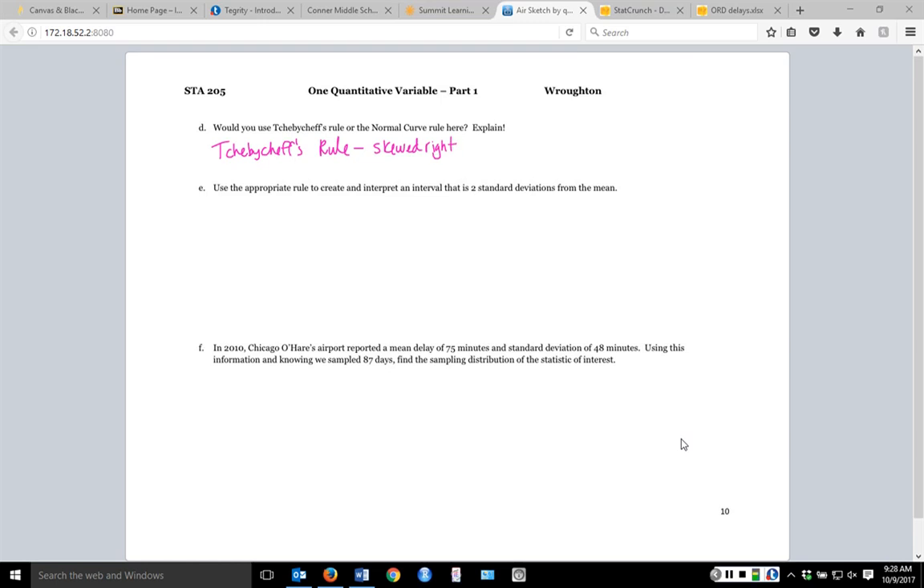Then we're asked to create an interval and interpret it. That's 2 standard deviations from the mean. So again, we're going to start at our mean, which is 64.31. And then we'll go 2 standard deviations below and 2 standard deviations above. Alright, our standard deviation is 58.08.